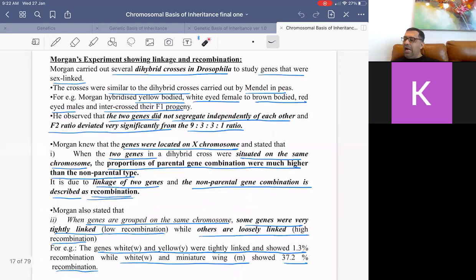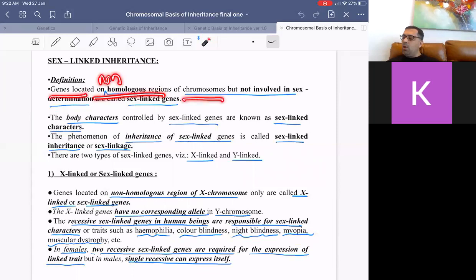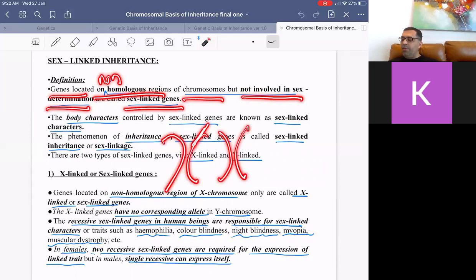And then you have the concept of sex-linked inheritance. In your notes, all of you, please mark this. Genes located on non-homologous regions of chromosomes but not involved in sex determination are called sex-linked genes. Genes found on the non-homologous parts of the X chromosome and Y chromosome.